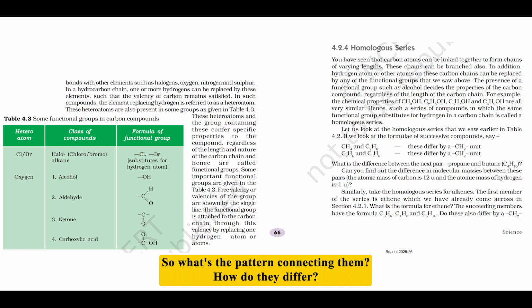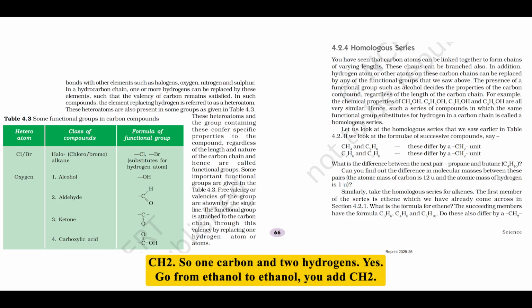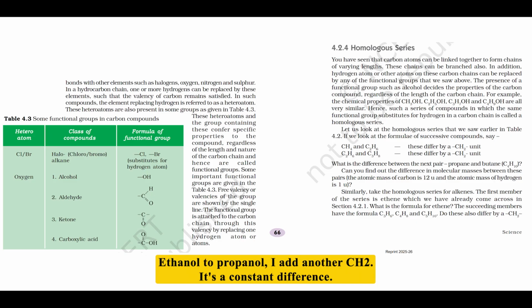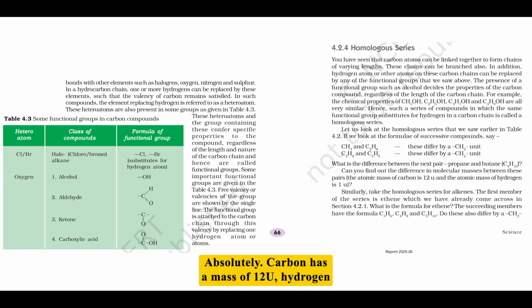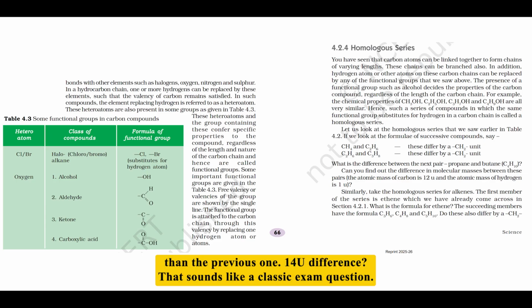So what's the pattern connecting them? How do they differ? The key defining pattern is that each member differs from the next one by exactly a CH2 unit. CH2, so one carbon and two hydrogens. Yes. Go from methanol to ethanol, you add CH2. Ethanol to propanol, add another CH2. It's a constant difference. And does that mean a constant difference in mass, too? Absolutely. Carbon has a mass of 12 u, hydrogen 1 u. So a CH2 unit has a mass of 12 plus 2 times 1, equals 14 u. Each successive member in a homologous series has a molecular mass exactly 14 u greater than the previous one. 14 u difference. That sounds like a classic exam question.